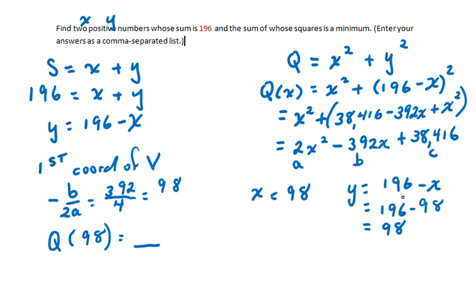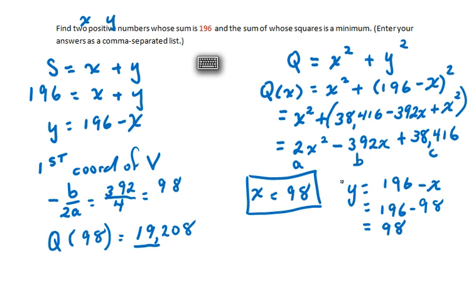The minimum value of the sum of the squares would be 98 squared plus 98 squared, and that's 19,208. And that's the same value that you would get if you substituted 98 into q of x. But our answer, the two numbers, are x equals 98 and y equals 98.